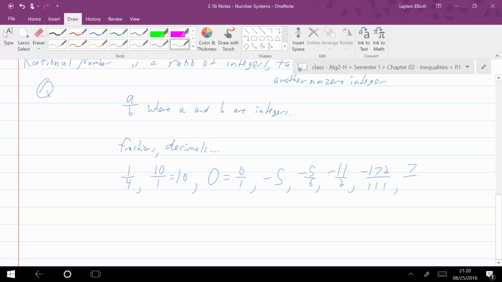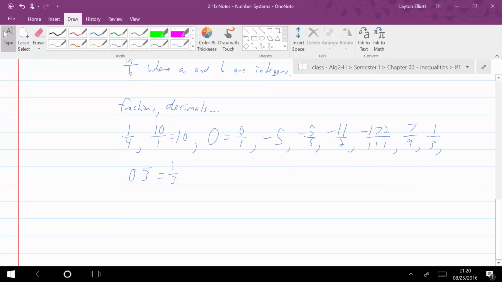We have 7 over 9. We have 1/3. We also have the ones that are decimals, but they're a specific kind of decimal. They're decimals like 0.3 repeating. 0.3 repeating is the same as 1/3, so I could change that into a ratio of integers. I could change the number 0.172172172, etc. I can actually change that, and we'll learn a little bit later how to do that, into 172/999, and that is a ratio of integers.